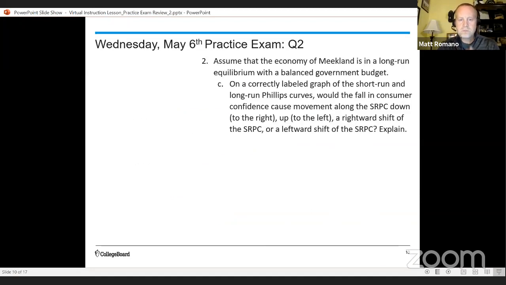Part C. On a correctly labeled graph of the short run and long run Phillips curves, would the fall in consumer confidence cause movement along the SRPC down to the right, up to the left, a rightward shift of the SRPC, or a leftward shift of the SRPC? Explain. Note something here.